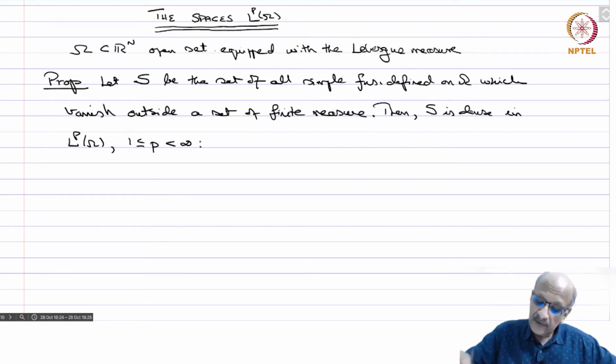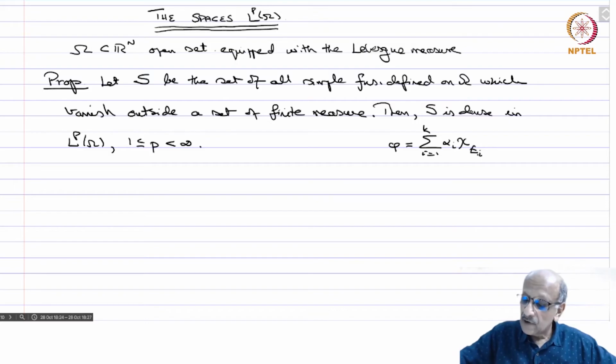Okay, so what do we mean by a simple function? A simple function is a function φ of the form the sum from i = 1 to k of α_i χ_{E_i}, where χ_{E_i} is the indicator function or the characteristic function of a set E, which is 1 if x belongs to E, 0 if x does not belong to E. You can actually take the E_i's disjoint, and the α_i's are all real numbers.